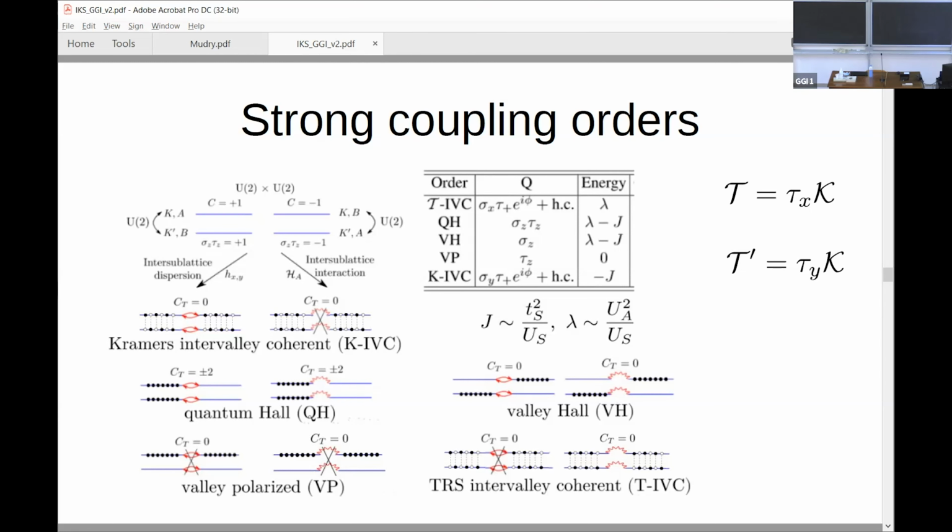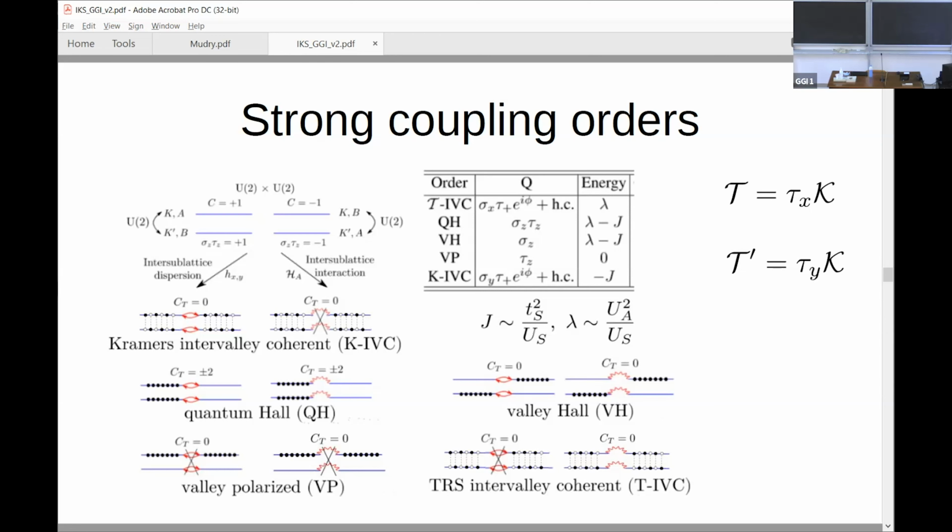And then the final two states are called intervalley coherent states because they include coherent superpositions of the electrons in the two opposite valleys. So you're filling up electrons in the K and the K prime valley, and you're forming a coherent superposition of the two of them, where you can again think of this valley degree of freedom like a pseudospin, and then you're forming a ferromagnet in this pseudospin degree of freedom here.